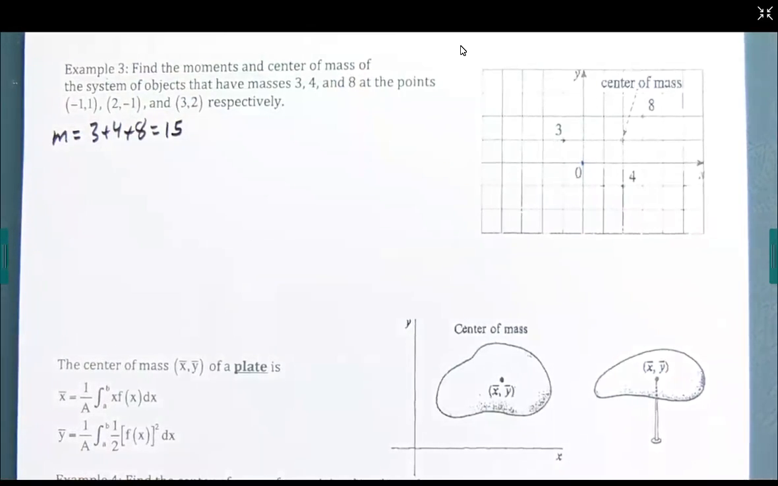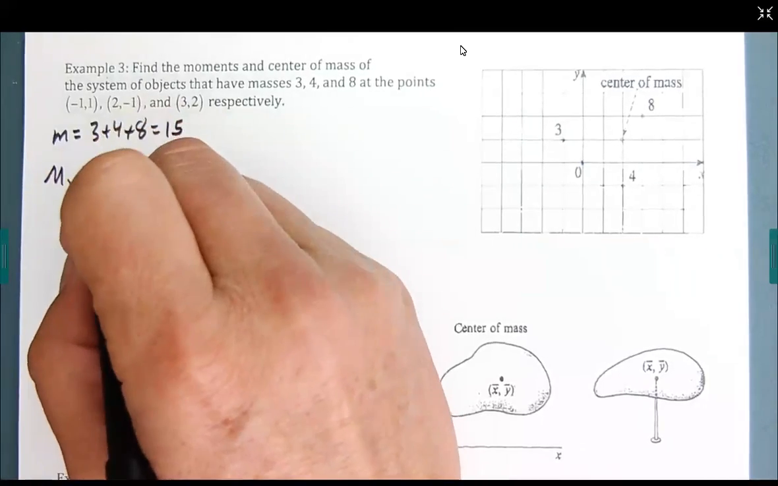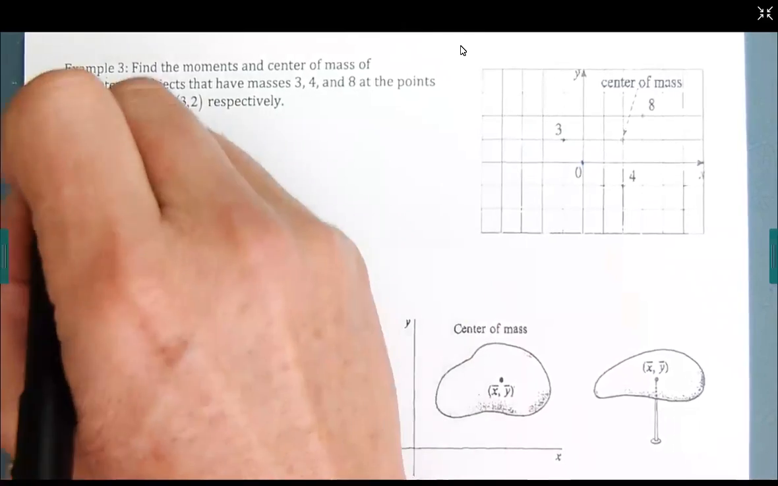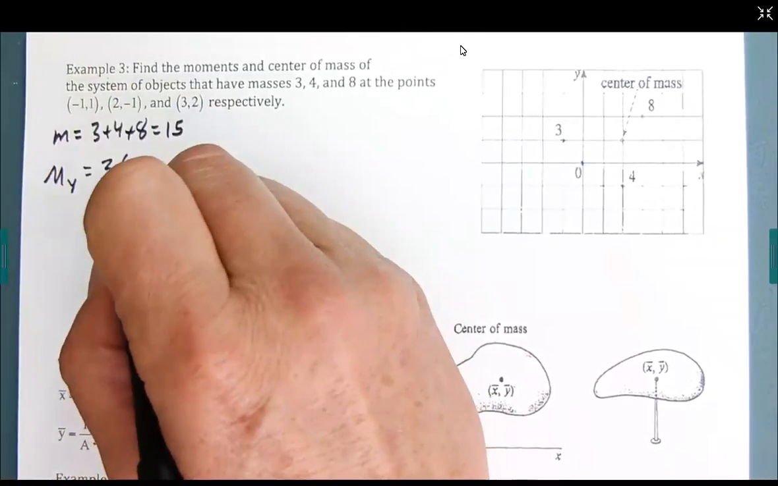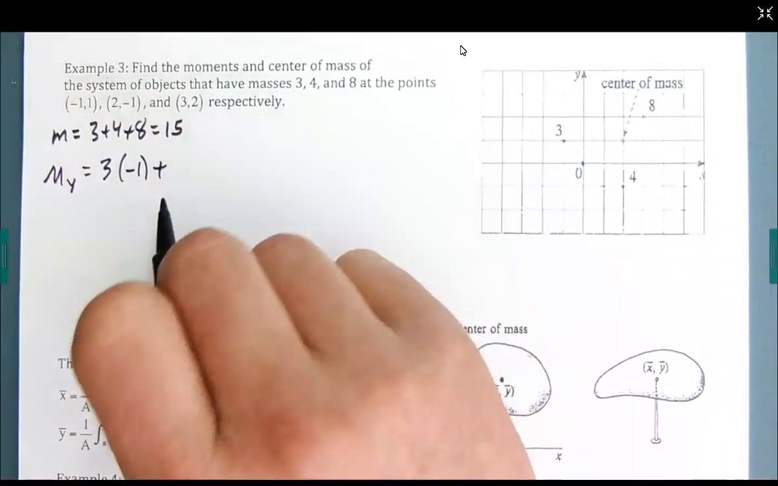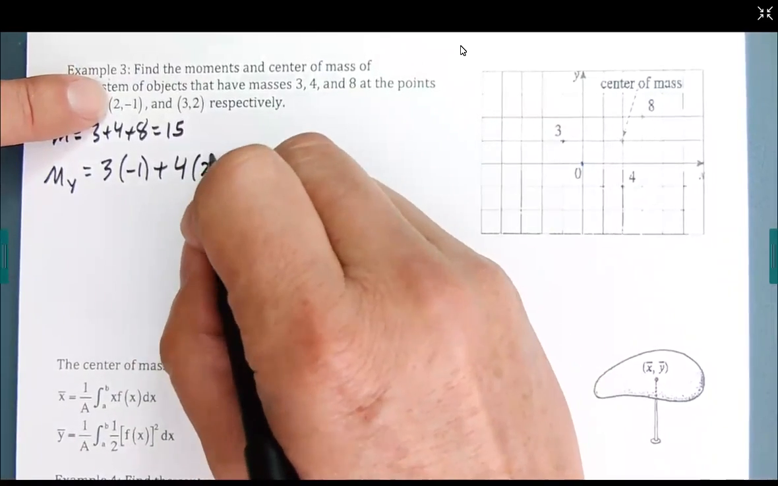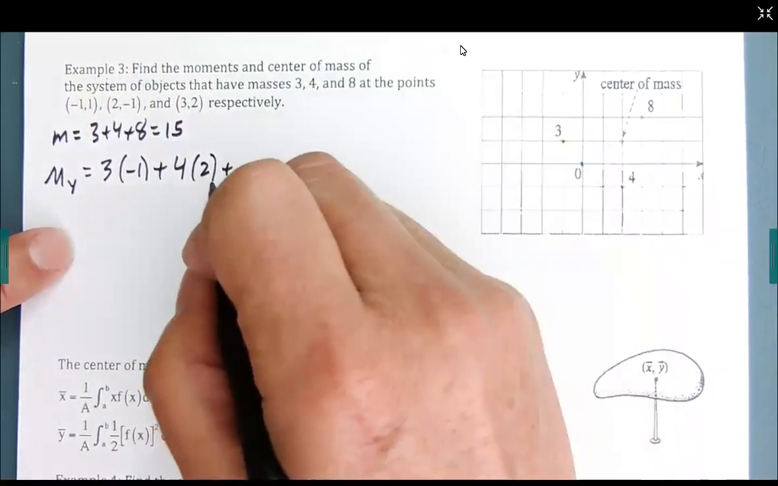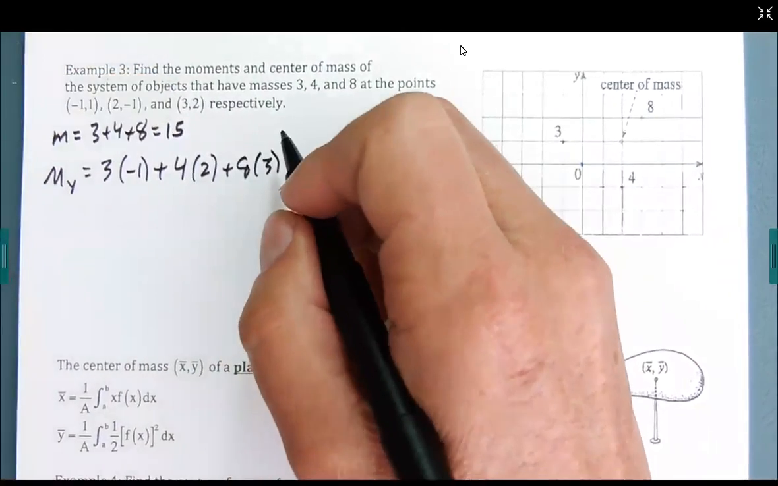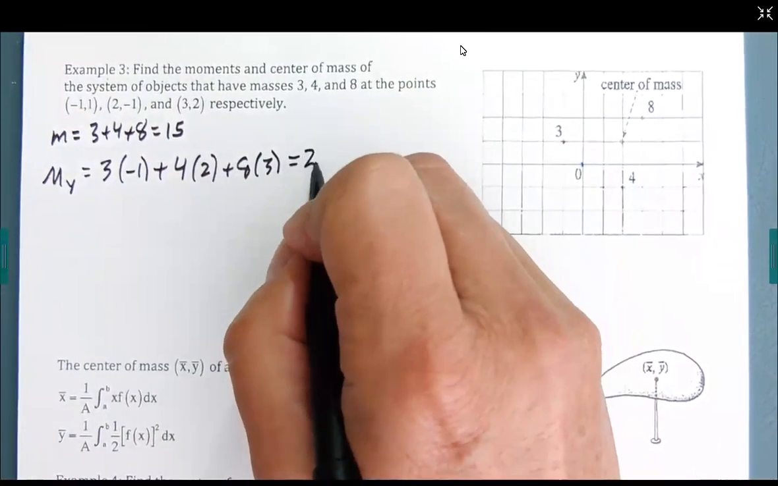And so let's start by finding our moment with respect to y. That is going to be the first mass, which is 3 times the first x coordinate, that's -1. Remember, it's the opposite. If it's y here, we're looking for the x values. Plus 4 times the x coordinate of the next one, that's 2, plus 8 times the x coordinate of the third one, which is 3. And when we multiply and add all those up, we end up with 29.